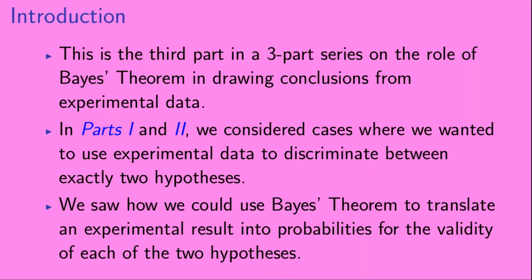So this is the third part in a three-part series on the role of Bayes' theorem in drawing conclusions from experimental data. In parts 1 and 2, we considered cases where we wanted to use experimental data to discriminate between exactly two hypotheses. We saw how we could use Bayes' theorem to translate an experimental result into probabilities for the validity of each of the two hypotheses.